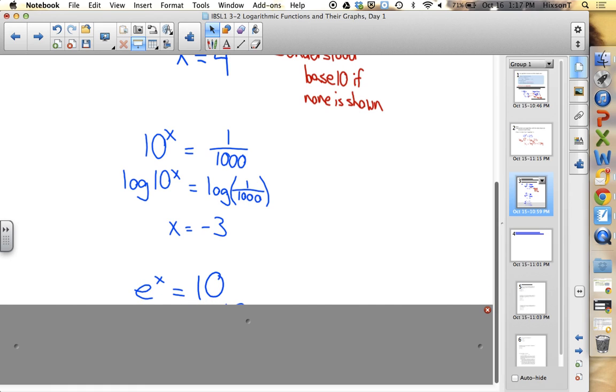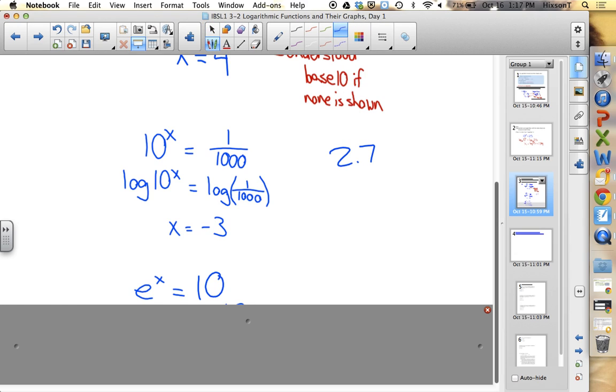Alright, how would we solve this one? e to the x equals 10. Before we do anything, stop with your calculators for a sec. Think. Before you do anything with your calculators, think. What's the value of e? 2.7. 2.718, right?